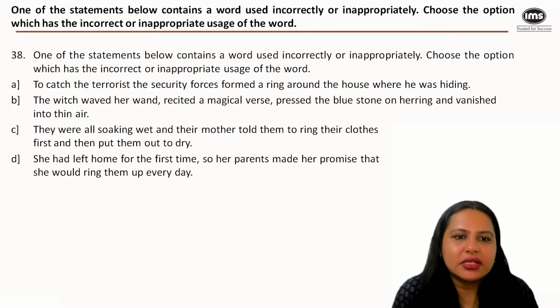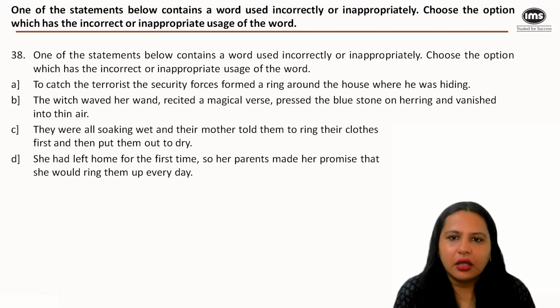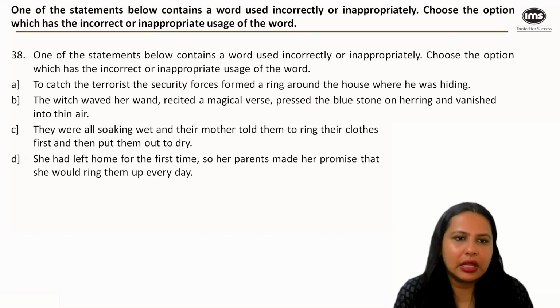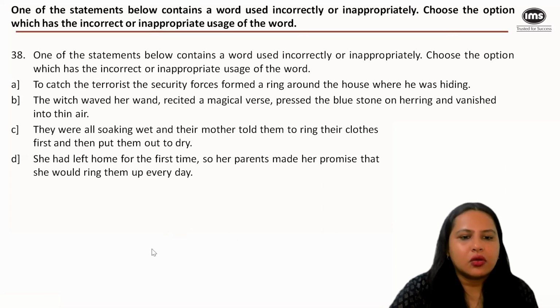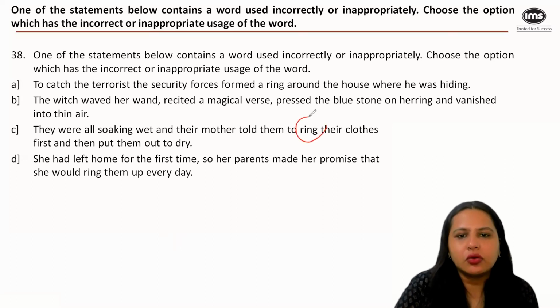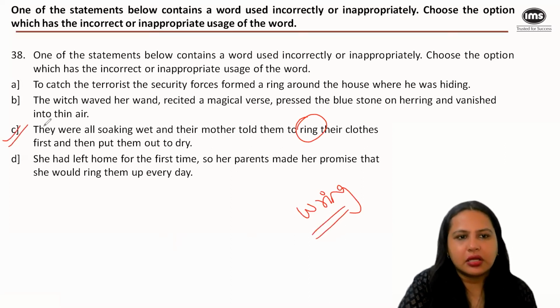Next word. Statement A says, to catch the terrorists, the security forces formed a ring around the house where he was hiding. Sentence B, the witch waved her wand, recited a magical verse, pressed the blue stone on her ring, and vanished into thin air. Statement C, they were all soaking wet and their mother told them to ring their clothes. Wringing their clothes is basically taking out the excess water from the clothes, for which we need ring with a W, not this ring. So this is the incorrect usage. Let's read the next sentence also.